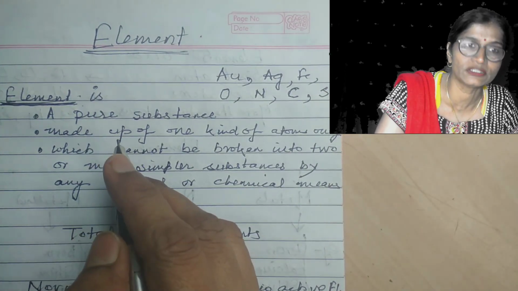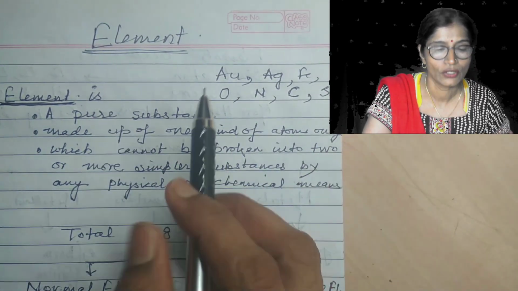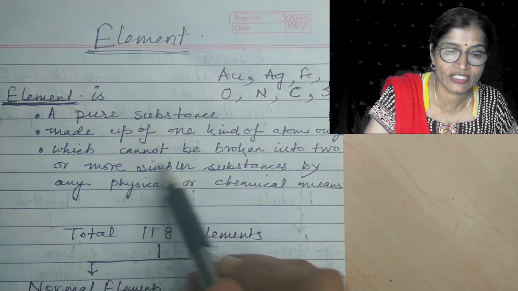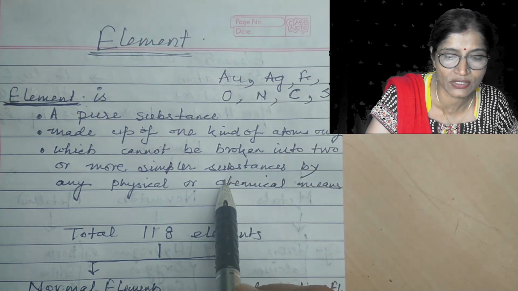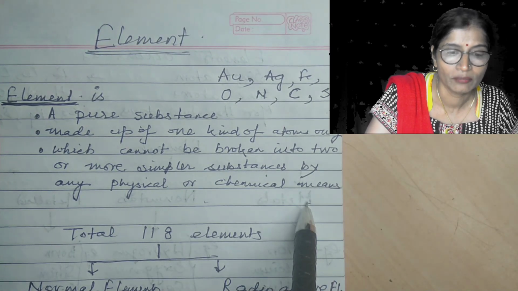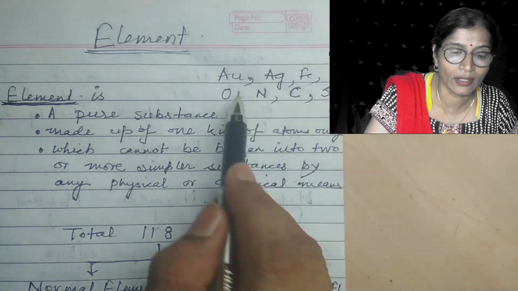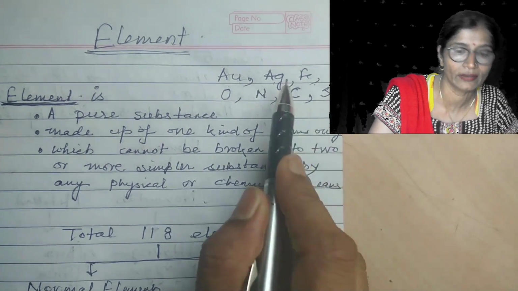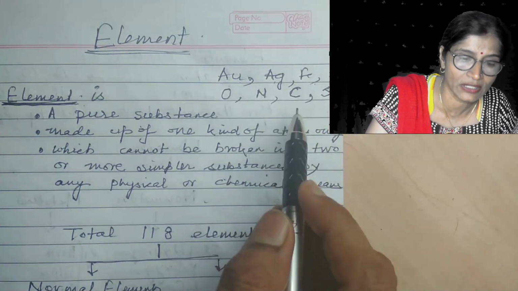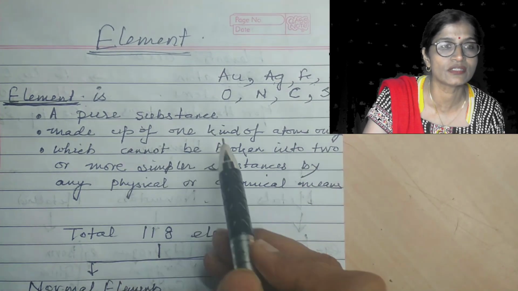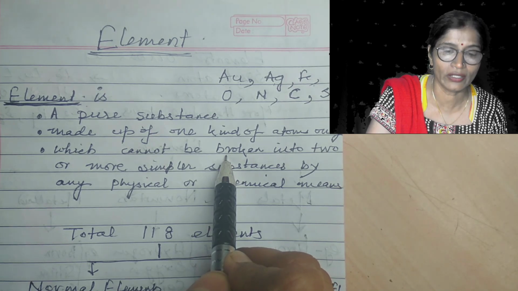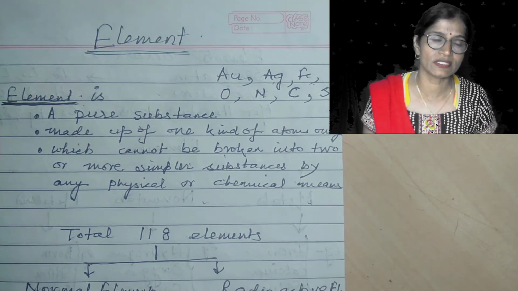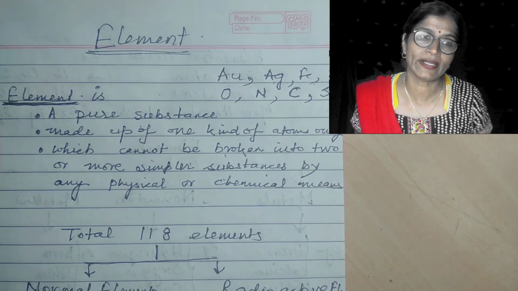It means elements are pure substances, because pure substances are categorized into two: elements and compounds. So elements are pure substances made up of only one kind of atoms, and which cannot be broken into two or more simple substances by any physical or chemical means. Physically you cannot divide silver or iron into simple substances, nor can you chemically divide silver, platinum or gold into simple substances.